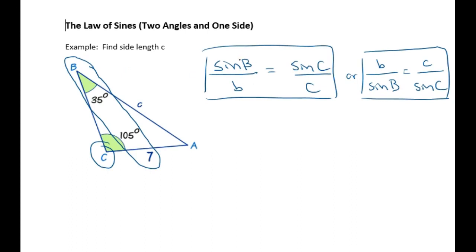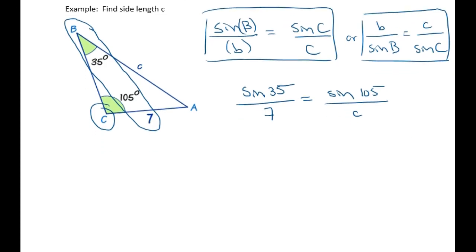So let's do our substitution. So we know what B is, and we know what side B is. So we have sine of 35 degrees over side B, which in this case is 7, is equal to sine C, which is 105, over side C, which we don't know. So you have to make sure there's only one unknown, obviously, in your formula in order to apply sine law. Please make sure that you do have your calculator in degree mode when you're actually doing these ones.